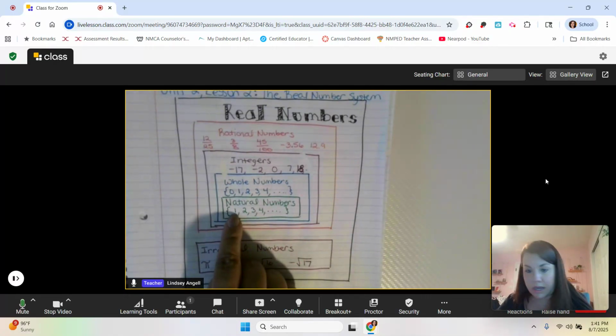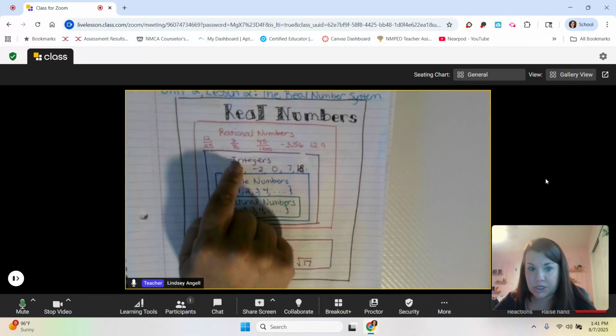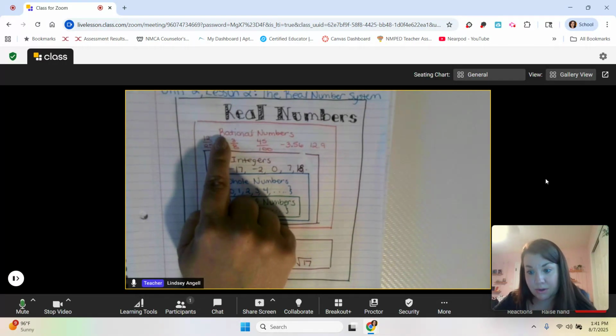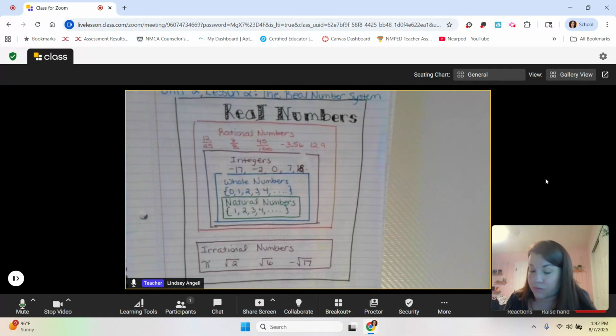So let's just take the number 1. Everybody knows the number 1. The number 1 is a natural number. It is a whole number. It is an integer, and it is a rational number. Some of you might be wondering, how do I write 1 as a fraction? You put it over 1. If you have 1, and it's out of one group, or it's cut into one piece, then you'd put it over 1. So 1 over 1, or 2 over 1, 3 over 1, and that's how you'd write those as fractions.